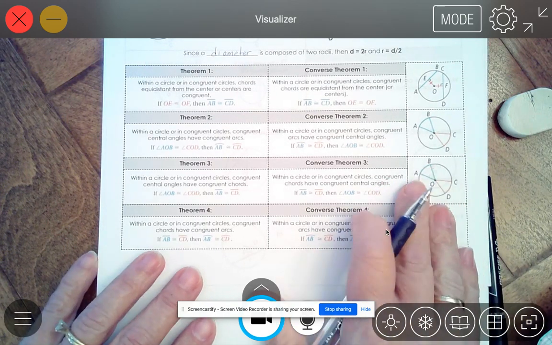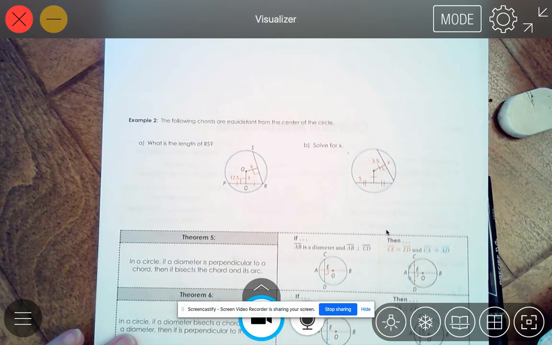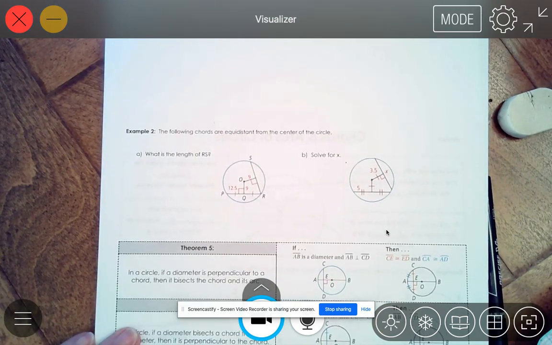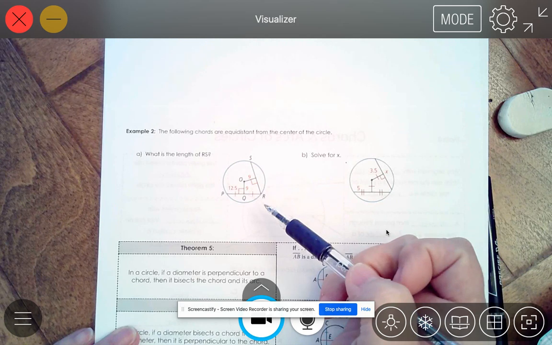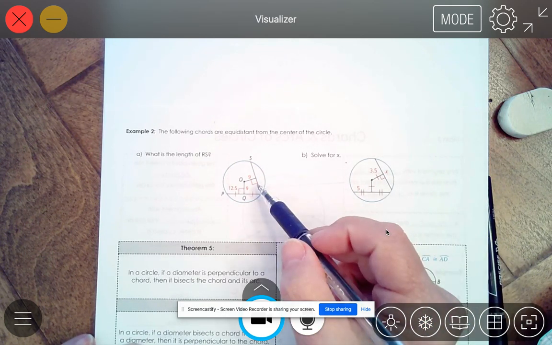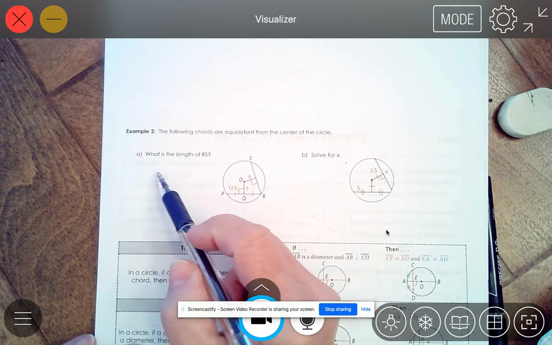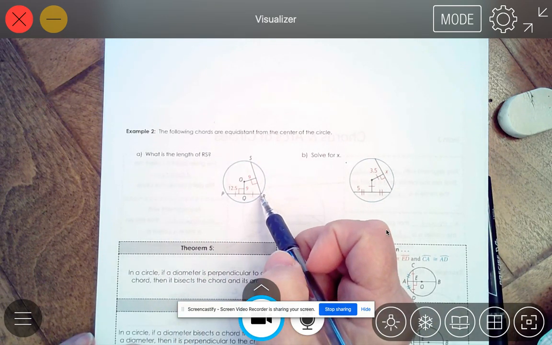All right, let's go on to page 2. I have it on the back side. Okay, the following chords are equidistant from the center of the circle. So both these chords are, I'm going to do A and I'm going to have you do B. All right? What is the length of RS? So I'm asked for the length of this chord right here.